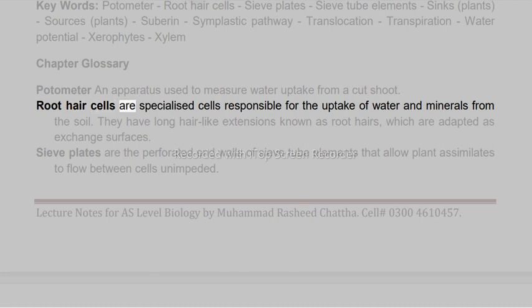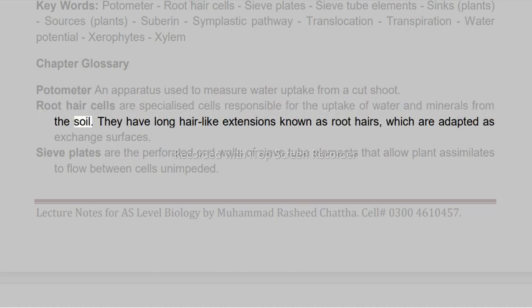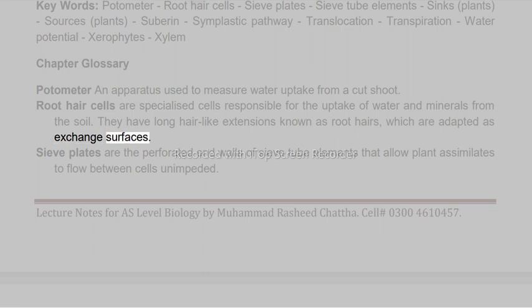Root hair cells are specialized cells responsible for the uptake of water and minerals from the soil. They have long hair-like extensions known as root hairs, which are adapted as exchange surfaces. Sieve plates are the perforated end walls of sieve tube elements that allow plant assimilates to flow between cells unimpeded.